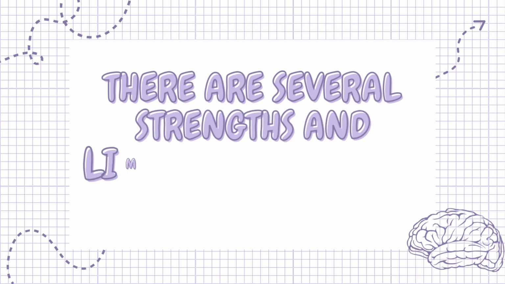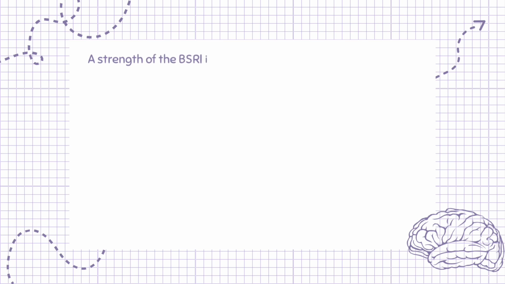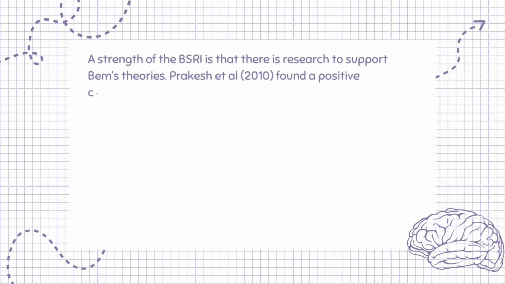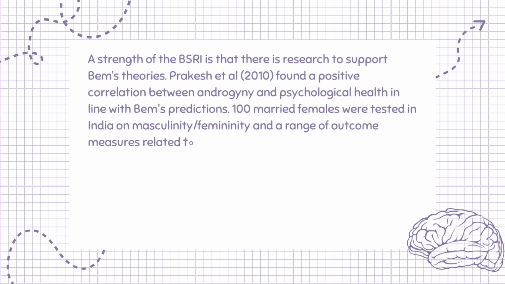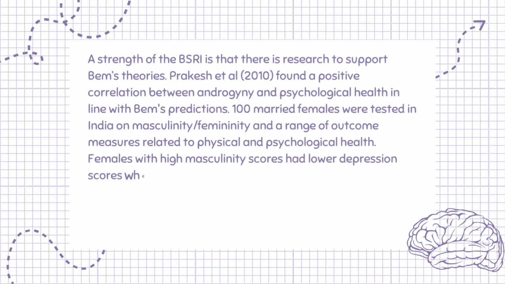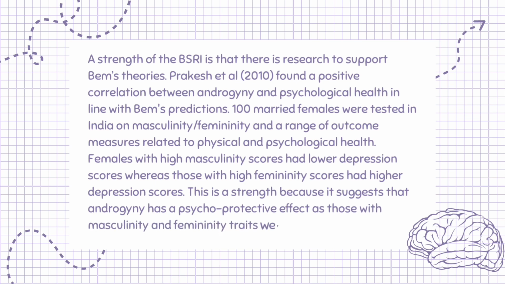There are several strengths and limitations of Bem's Sex Role Inventory. A strength of the BSRI is that there is research to support Bem's theories. Prakash et al., 2010, found a positive correlation between androgyny and psychological health in line with Bem's predictions. 100 married females were tested in India on masculinity, femininity, and a range of outcome measures related to physical and psychological health. Females with high masculinity scores had lower depression scores, whereas those with high femininity scores had higher depression scores. This is a strength because it suggests that androgyny has a psychoprotective effect, as those with masculinity and femininity traits were healthier.